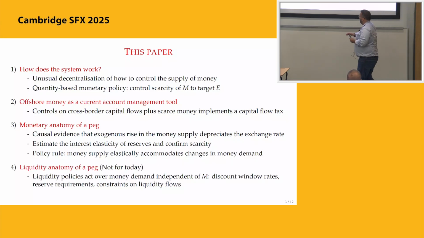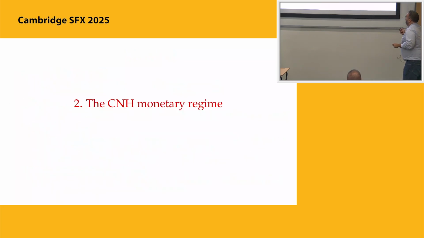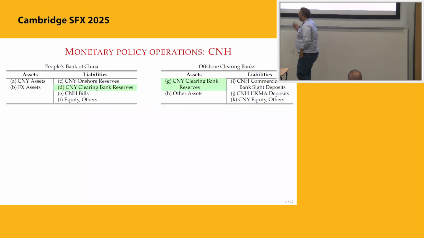So in the last part of the paper, which we won't have time to go into today, we talk about other policies they're using to sustain this peg beyond simple quantity-based models. We call these liquidity policies: things like reserve requirements, constraints on liquidity flows, discount window lending. They're all being varied in order to achieve the peg. So let me explain the monetary regime first.